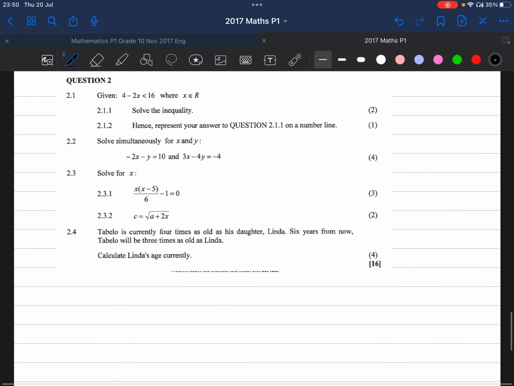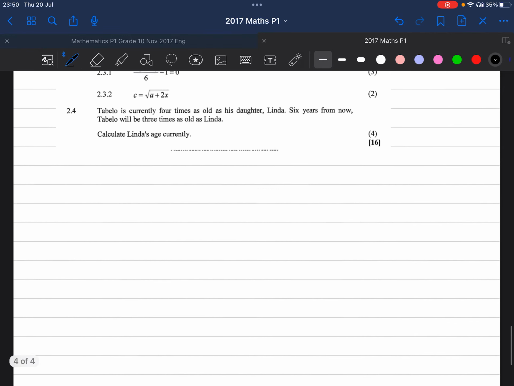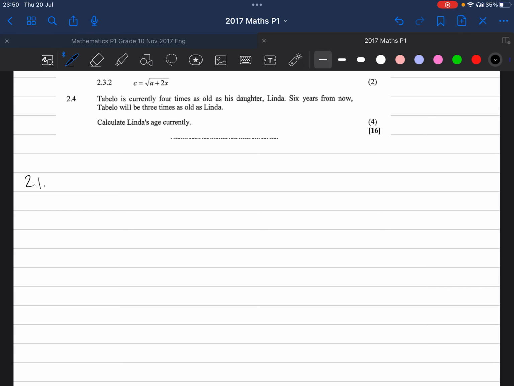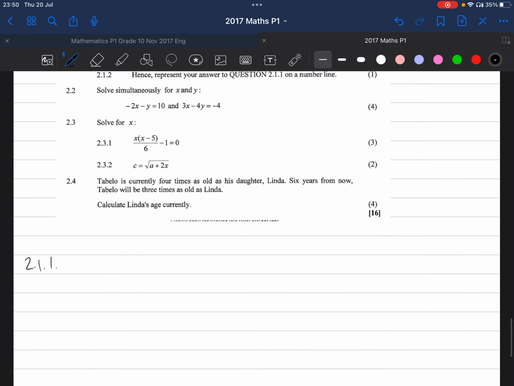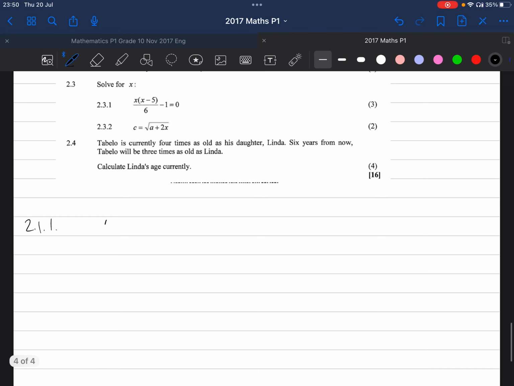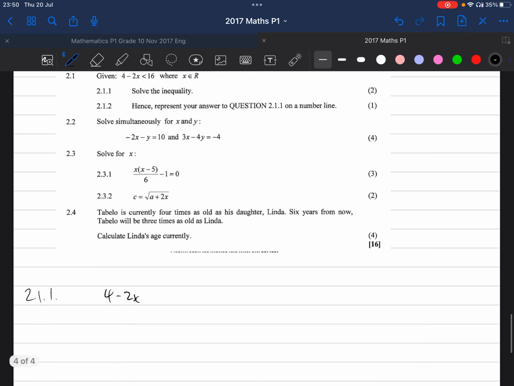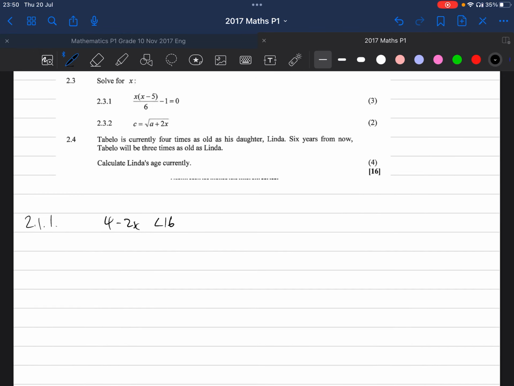Okay, let's look at question 2. Again, I've moved it to a separate document. Given 4 minus 2x is less than 16, where x is a rational number, solve the inequality. So 4 minus 2x is less than 16.